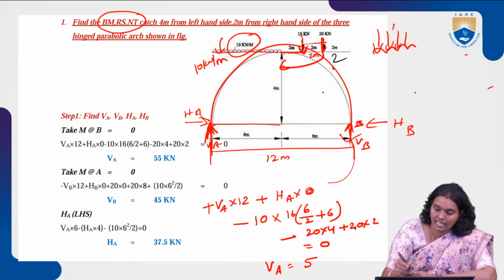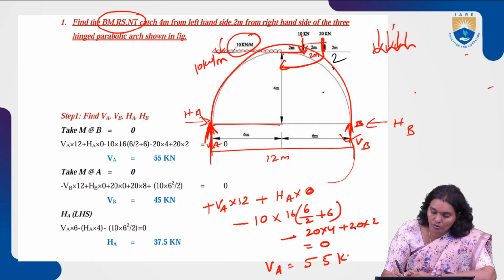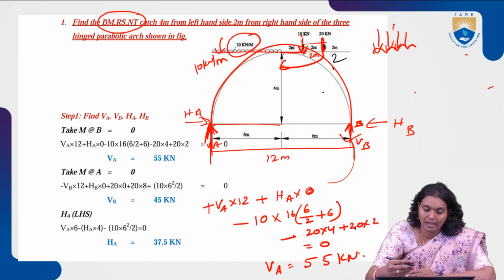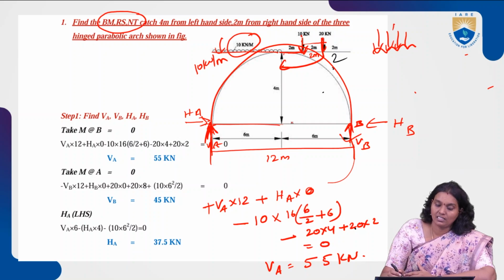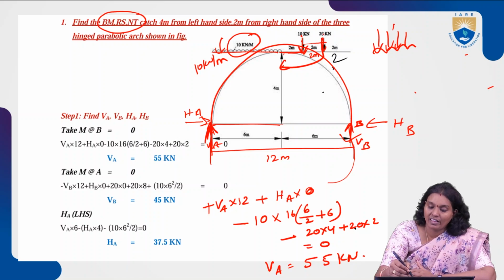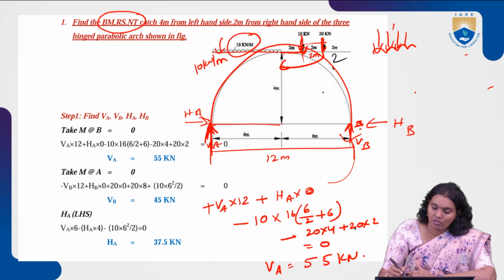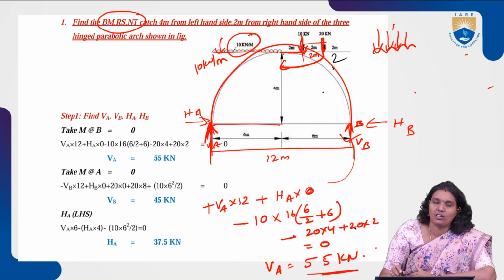vertical reaction at A, VA, equal to 55 kilonewtons. We may use different types of scenarios also. So here 10 into 6, how much distance is there? Only 6 by 2 plus 6. That's why we are considering it like this. So finally this is equal to 55 kilonewtons.